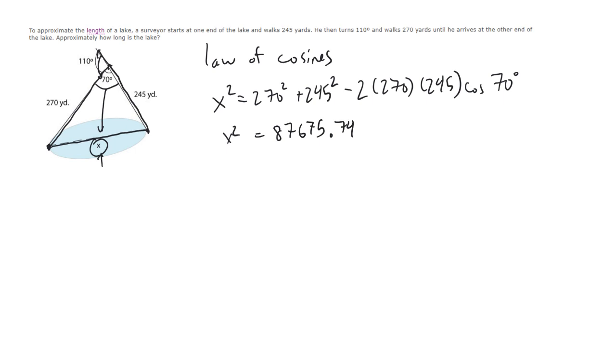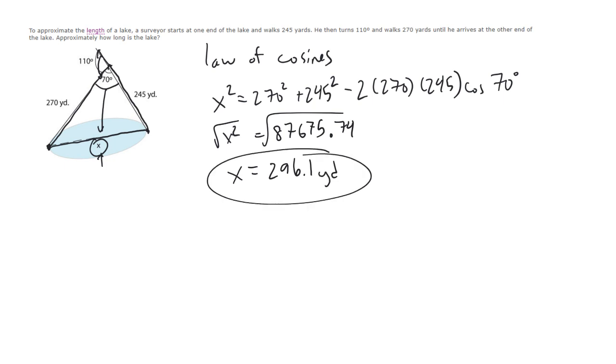So if you didn't get that, be careful with the order of operations. I'm going to take the square root of both sides, and x is equal to 296.1 yards. Okay, so pretty basic. Both of these things aren't really that difficult. There are a few things mechanically that can get confusing with law of cosines, so be really careful with your order of operations. And other than that, it's just deciding what to use in which situation.